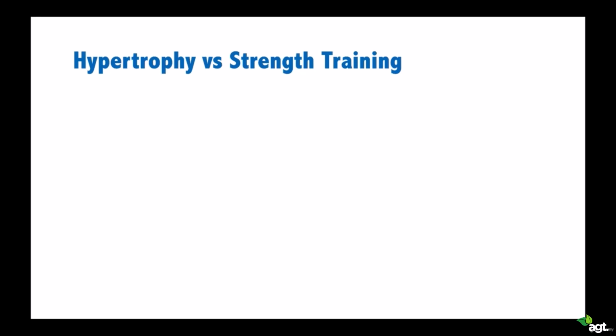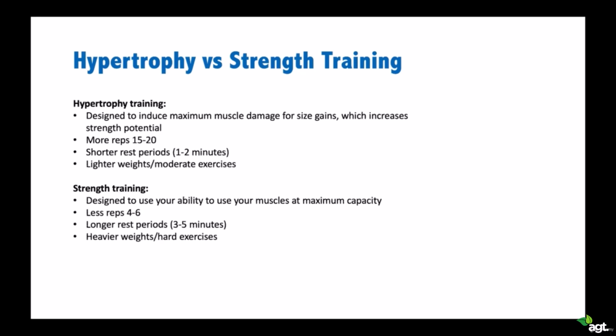So let's jump straight into it. Okay, so what are the differences? Well, hypertrophy training is designed to induce maximum muscle damage for size gains, which increases strength potential. The rep range you'll be looking for is between 15 to 20. You'll be having much shorter rest periods, between 1 to 2 minutes, and using lighter weights or moderate exercises in order to get 15 to 20 reps out of.